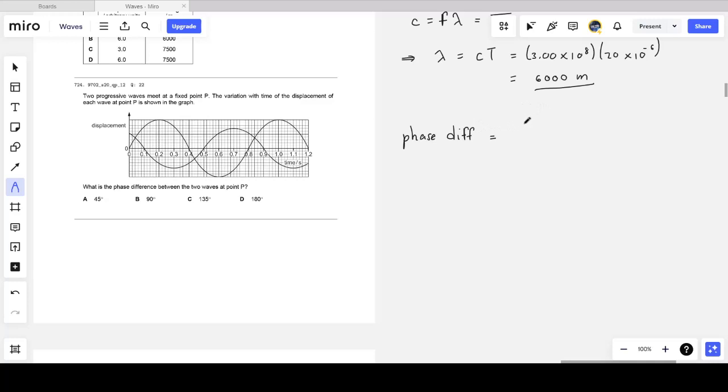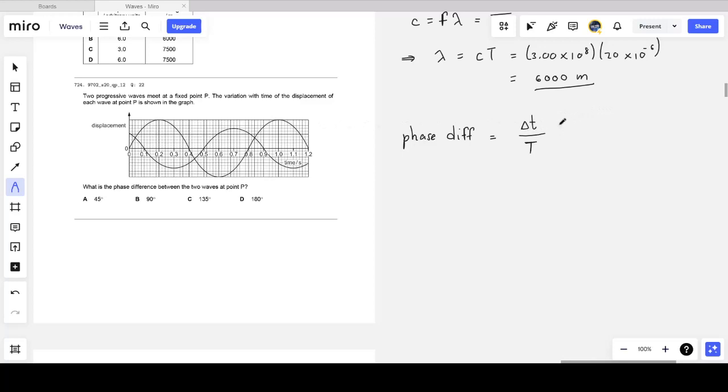Now the phase difference is the difference in time divided by the period. Now the period will be the same for both waves. The only way we can discuss the phase difference between two waves is if they have the same frequency and hence the same period. So it's a difference in time divided by the period. And when I say difference in time, I mean the difference in time between 2 points that are in phase, 2 points that have the same phase.